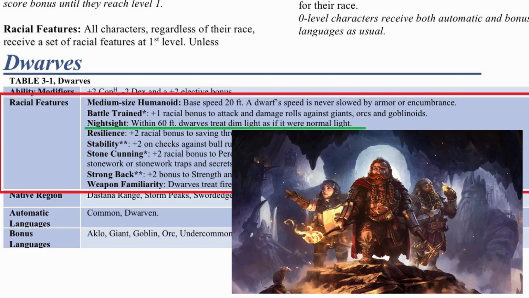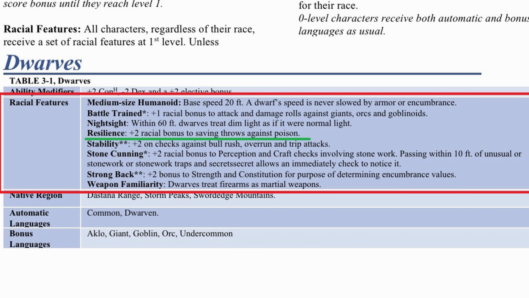Being accustomed to living in the dark, tunnels, and in underground cities, dwarves get Night Sight with a range of 60 feet. This allows them to treat dim light within a 60-foot radius as if it were normal light. Dwarves also gain the resilience feature. This adds a +2 bonus on saving throws against poison.